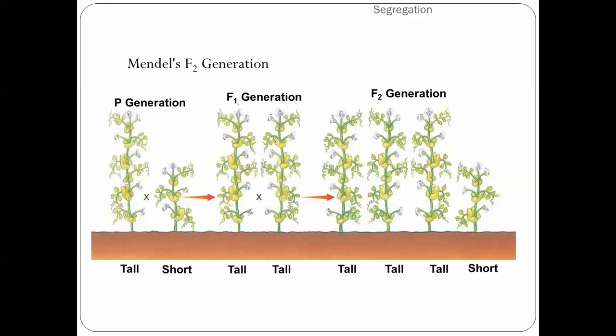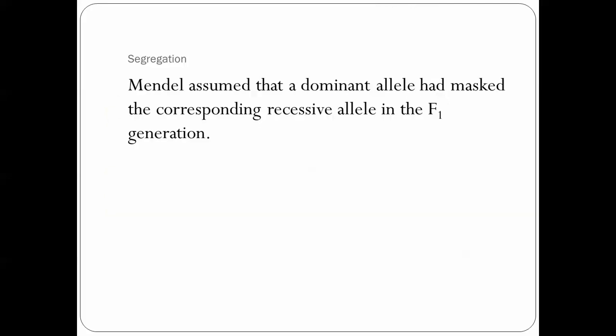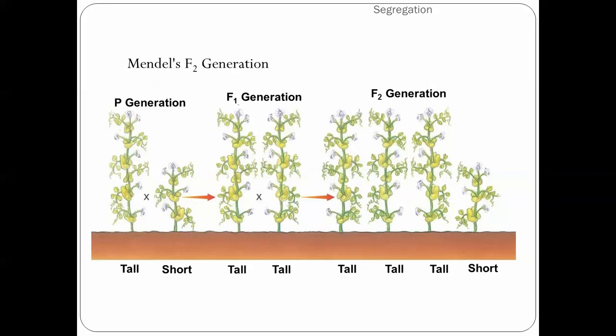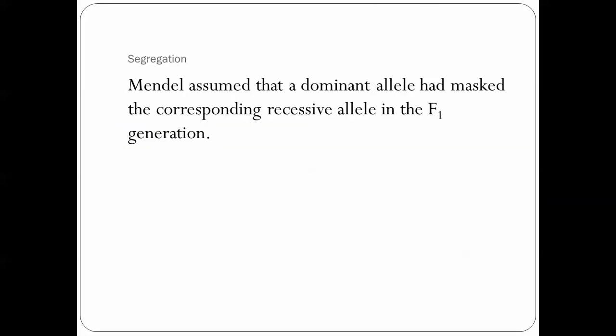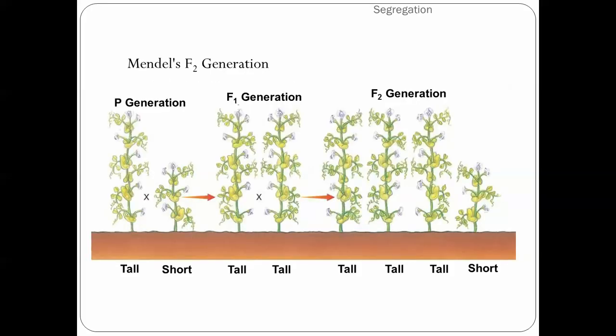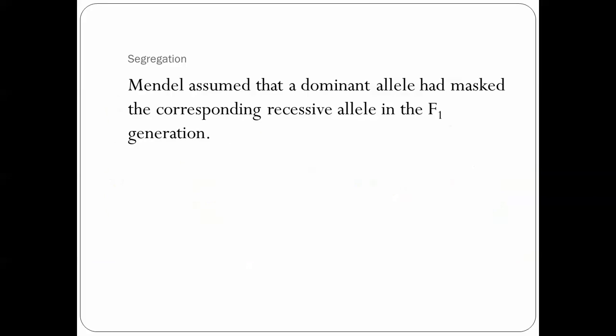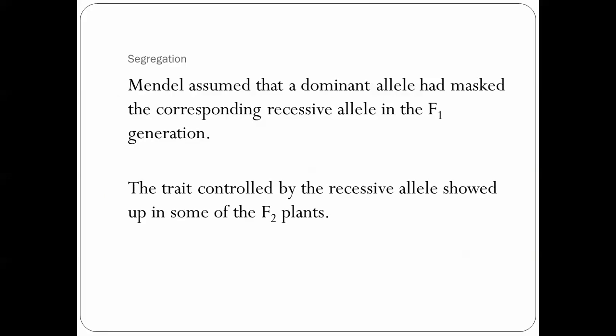After looking at these results, getting his one short plant, Mendel assumed that a dominant allele had masked the corresponding recessive allele in the F1 generation. What he meant was, in our F1 generation, that recessive allele is present in both of those plants, it's just masked, and when they mated, they were able to pass on that short allele to that one plant, and that is why it is short. And the trait controlled by the recessive allele showed up in some of the F2 plants. Again, that's what we just said.